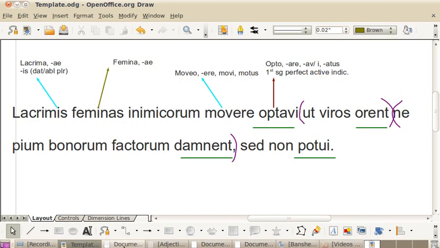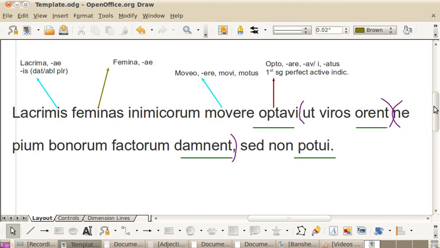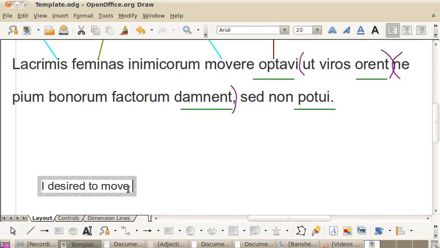So let's go to our noun paradigm again, our first declension, and the AS we find in the accusative plural, and that's exactly what we're looking for. We're looking for an accusative. We're looking for the direct object. So we can go ahead and translate that after the verb. I desired to move, and femina means woman, so in the accusative plural it means women. I desired to move the women.